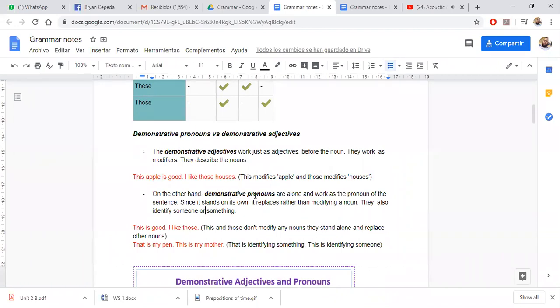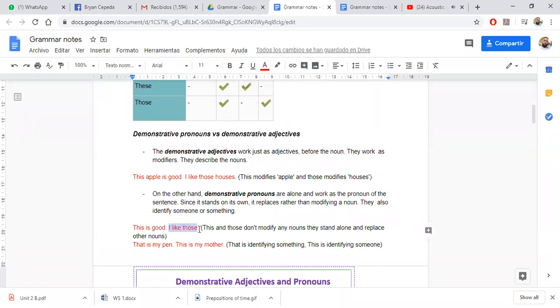On the other hand, demonstrative pronouns are alone and work as the pronoun of the sentence. Since it stands on its own, it replaces rather than modifying a noun. They also identify someone or something. For example, this is good. You see here, you don't have this apple, you just have this. This is good, this is perfect. I don't know the situation, the food, what they are talking about, but as you can see, you don't have a noun here, okay? So this is working as a pronoun. That's what we call the demonstrative pronoun.